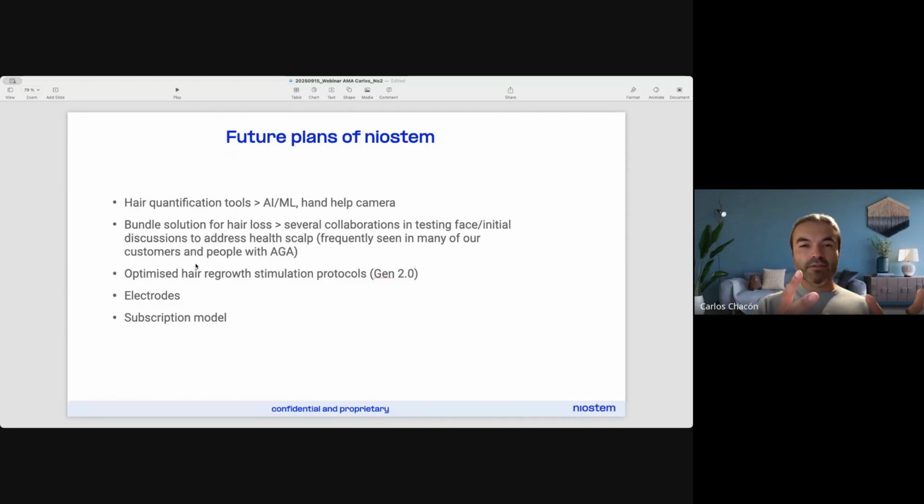And many of those things come from the customers. Many other things will come from our R&D. And then this kind of combination will help us make Gen 2. But this is the future, not the immediate, be patient.